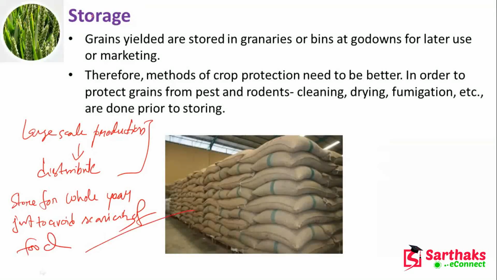So here the grains whatever yielded, that are stored in granaries or bins at godowns, and later we can use it for marketing or we can use it for distribution. Now the method of crop protection needs to be better, because whenever I am just dumping all those crops in, at that time some insects may damage those things. Some water logs, if there is some leakage of water in that room, that also can hamper this thing. Or some grain should be protected from pests, rodents, like cleaning and drying and fumigation, that should be done prior to the storing. Okay, so the storing is also very important.